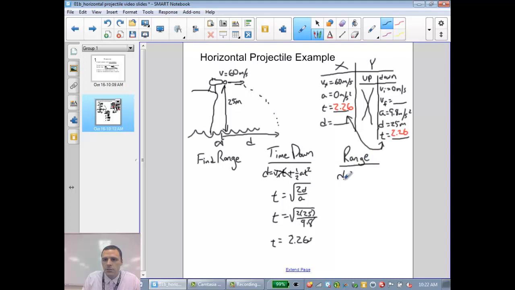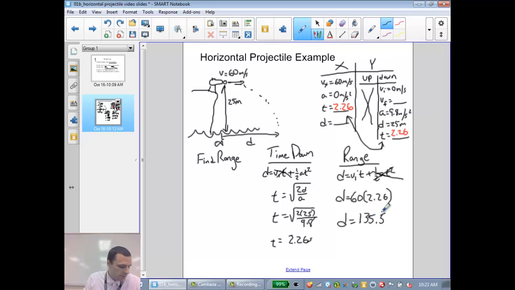And to find the range, we can use the equation d equals vit plus 1/2 at squared again. Now this time, there is no acceleration in the x direction. So the term 1/2 at squared cancels out, and I'm left with d equals vi times t. And the velocity in the x direction is simply 60. And we multiply that by 2.26. And let's see what we get. I get 135.5 meters. And that's how we find the range.